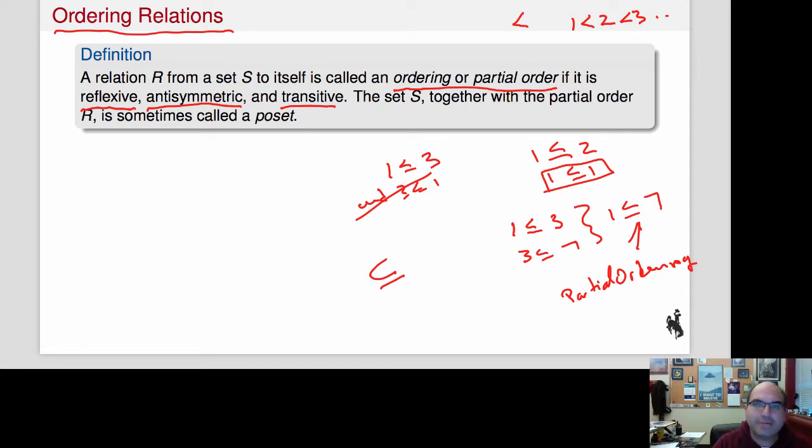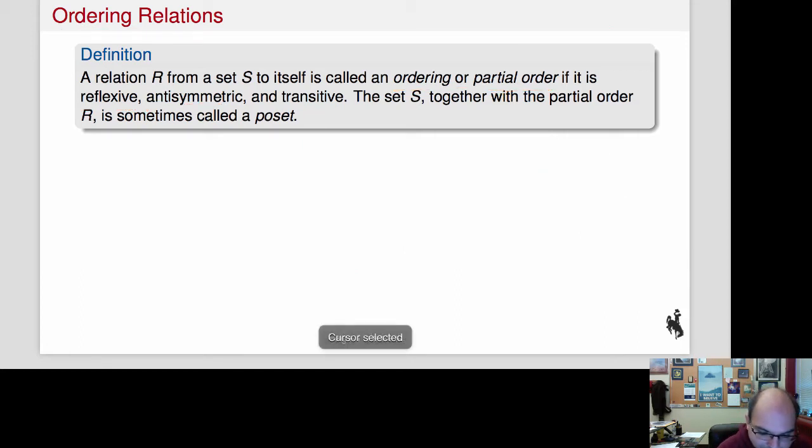But not every two sets can be easily compared using subset, right? So you might have, for example, {1, 2} and {2, 4}. Neither one is a subset of the other, right? So it doesn't order them. That's what we mean by partial. It doesn't actually have to cover all the possible combinations.